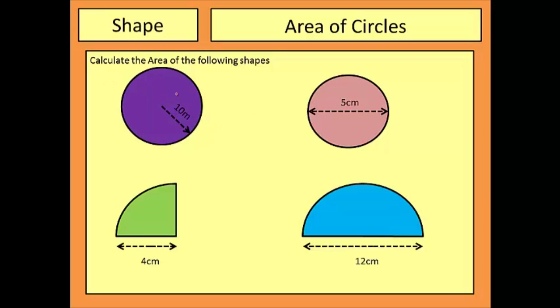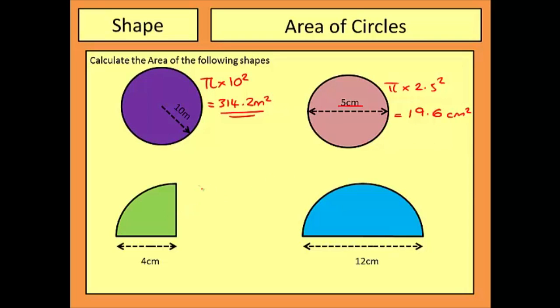Okay, so in this one I'm going to do pi times 10 squared, because 10 is the radius, and this is going to give me an area of this first shape as 314.2 meters squared. In the second one I'm given 5 as a diameter, so I'm going to need to halve that, and I'm going to do pi times 2.5 squared. This is going to give me an area of the circle of 19.6 centimeters squared.